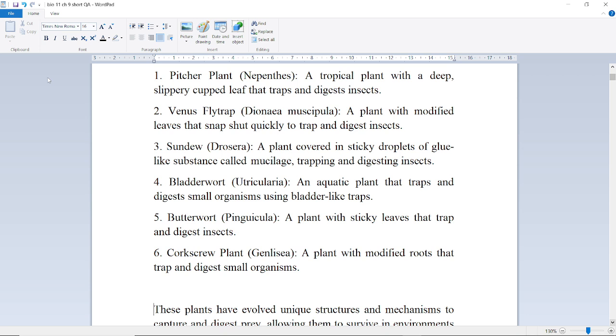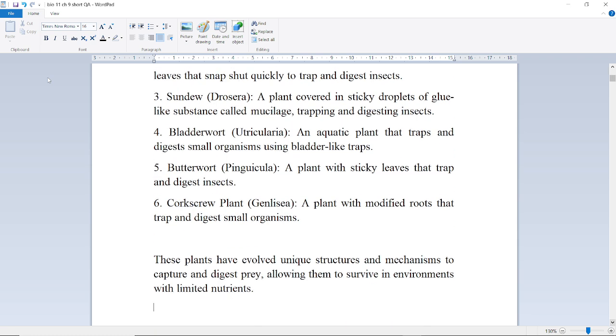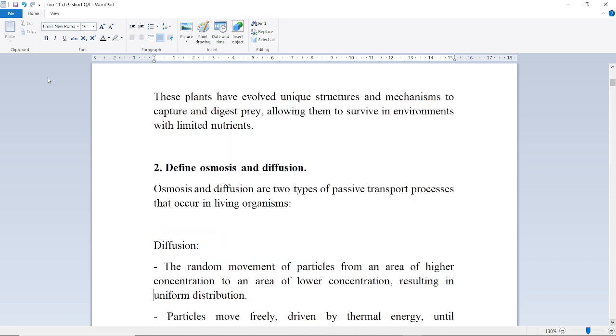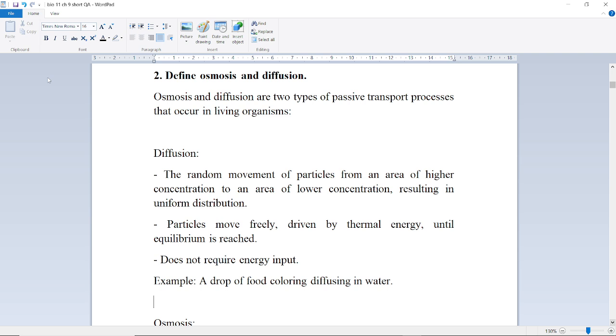Next is bladderwort, an aquatic plant that traps and digests small organisms using bladder-like traps. Next is butterwort, a plant with sticky leaves that trap and digest insects. Next is corkscrew plant, a plant with modified roots that trap and digest small organisms. These plants have evolved unique structures and mechanisms to capture and digest prey, allowing them to survive in environments with limited nutrients. Next question is, define osmosis and diffusion.